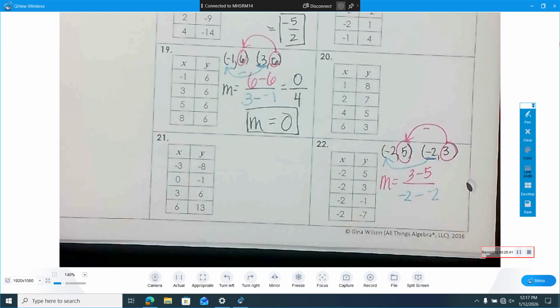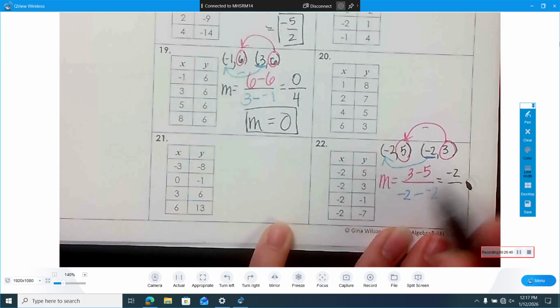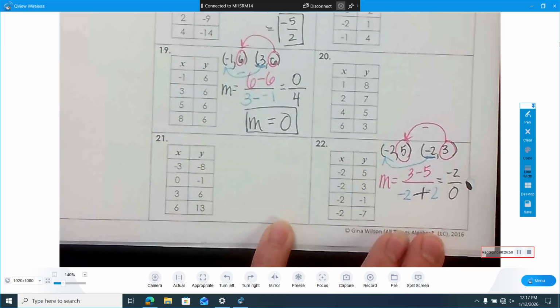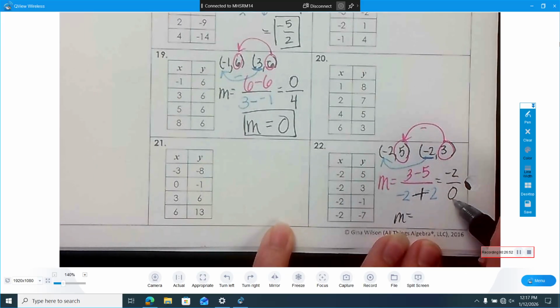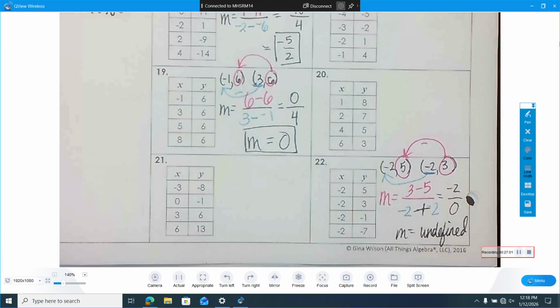What is 3 minus 5? Negative 2. And here we have negative 2 minus a negative 2. That's going to turn to plus, so it becomes 0. What is the slope when the 0 is under? Undefined. All right. So again, ladies and gentlemen, we're doing slope. What goes on top? The y's. Rise with the y's.